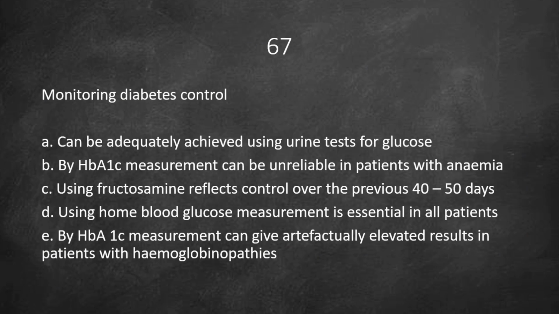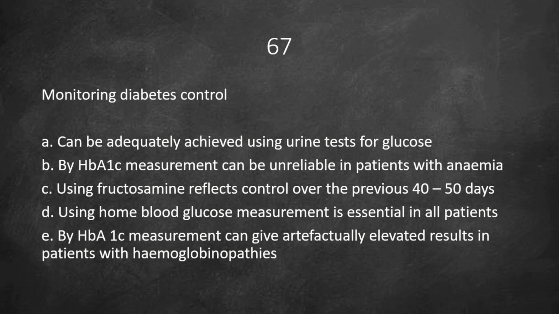Okay, if we go through the options, option A says that it can be adequately achieved using urine test for glucose. This is incorrect. While urine tests for glucose can provide some information about glucose control, they are not very reliable for comprehensive monitoring. They only indicate glucose level at a specific point in time and are less sensitive and specific compared to blood tests. Urine glucose levels can be influenced by factors such as hydration and renal threshold for glucose secretion. So this answer is incorrect.